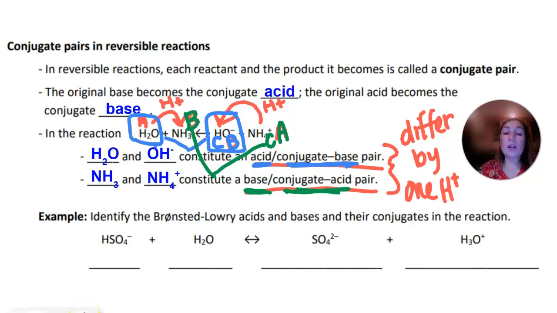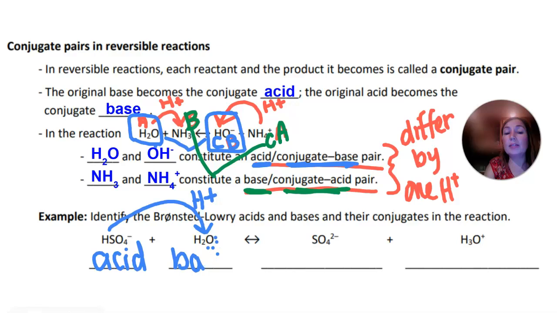Here's an example. Identify the Bronsted-Lowry acids and bases and their conjugates in this reaction. So we've got HSO4 minus plus water, so it reacts to form SO4 2 minus sulfate plus H3O plus hydronium. So we've got an H going from HSO4 minus over to the water. That's our H plus that's transferring. So if HSO4 minus is giving up a proton, it's an acid. Water's electrons can accept it. It's a base.